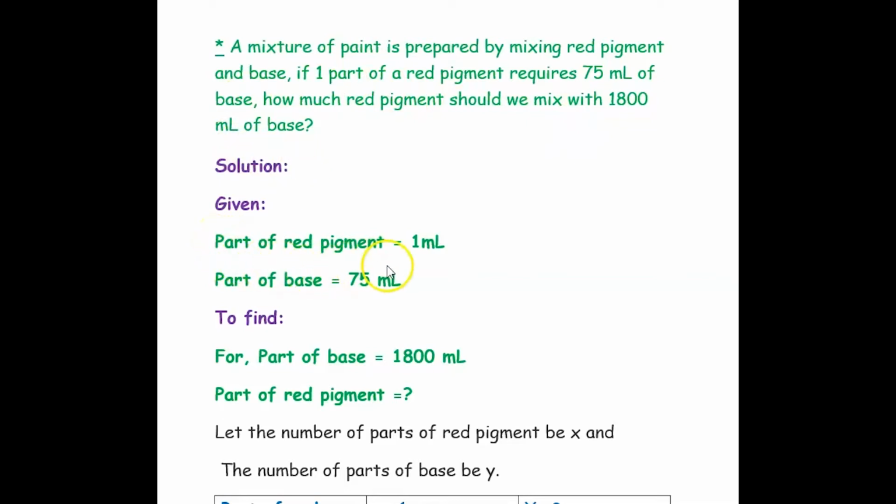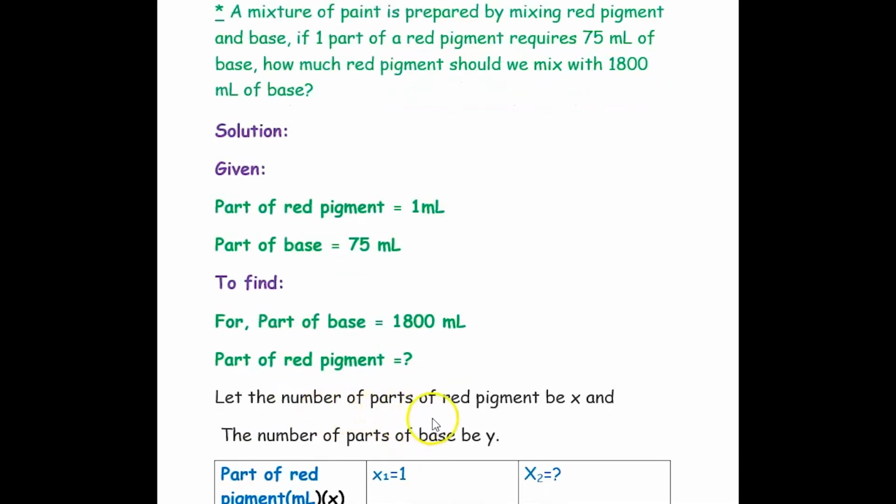Part of red pigment, they have given one part, so we can take it as 1 ml. Then the part of the base, that is 75 ml, is given. Next, what do we want to find? For 1800 ml of base, how much part of red pigment is required? So now let the number of parts of red pigment be X and the number of parts of the base be Y. This we are considering as X and Y.